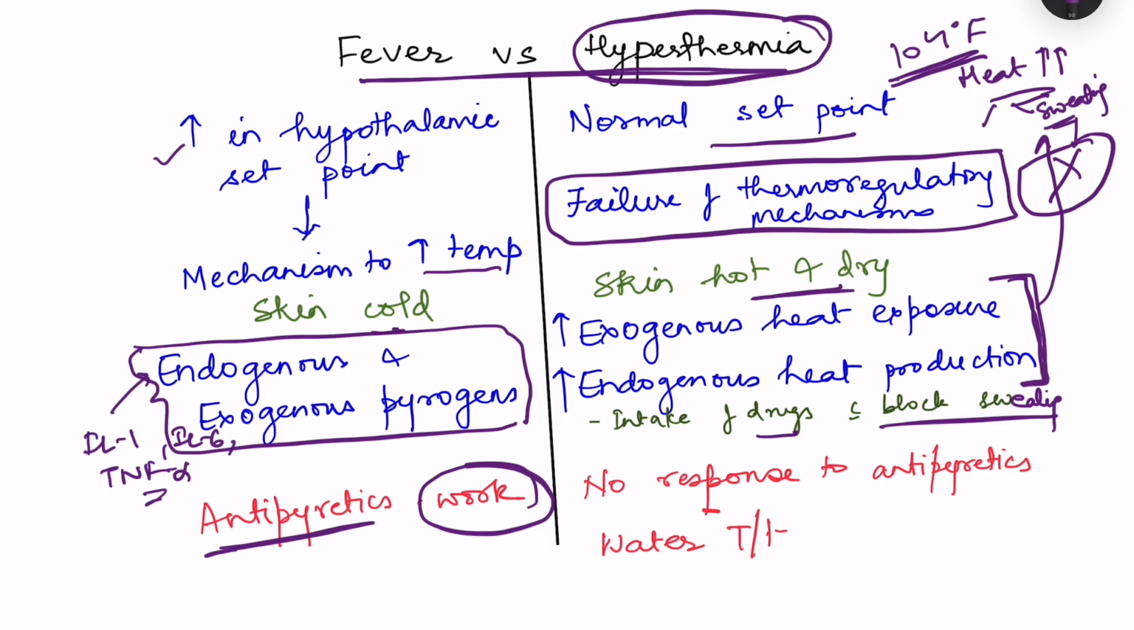thermoregulatory mechanisms can occur. Now, in hyperthermia, there is no response to antipyretics, because we will see later that antipyretics actually prevent the change in the hypothalamic set point. Okay, we have seen in fever that the hypothalamic set point is rising, and these antipyretics work by preventing that change or bringing it back to normal. But in hyperthermia, we said that the set point has not changed. In fact, there is failure of thermoregulatory mechanism. So these antipyretics don't work.